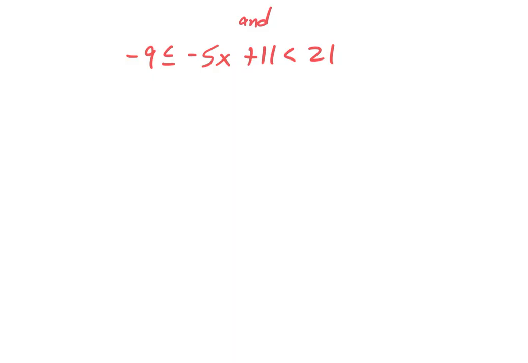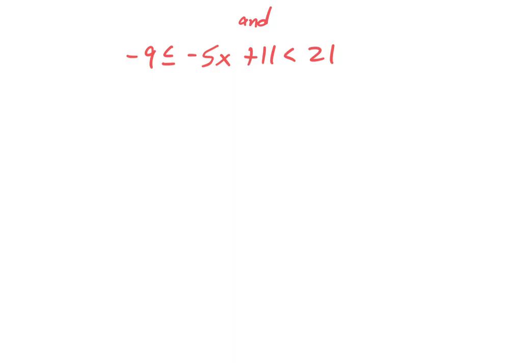And basically what we're doing here is we're saying negative 9 is less than or equal to negative 5x plus 11. And then we're saying negative 5x plus 11 is less than 21. So I could write this out as two separate inequalities if I really wanted to, but I'm going to show you a shorter way to do it rather than doing all that. And I think it's a little bit quicker, it's a little bit easier to do it this way.